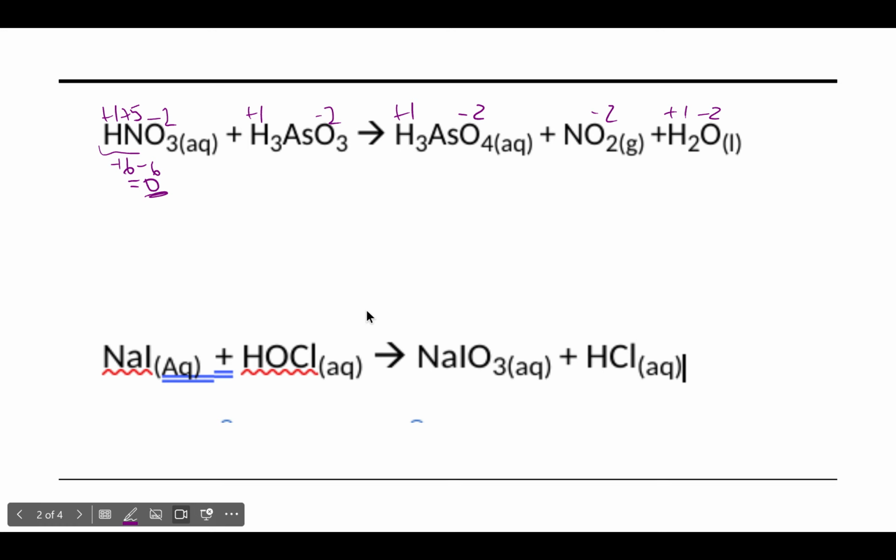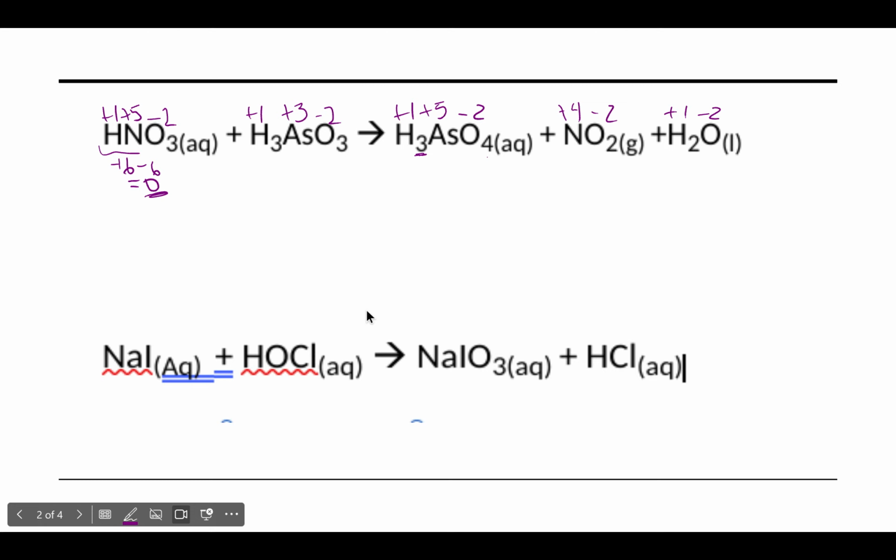Same thing with the next one. We'll have -6 from the oxygen, +3 from the hydrogen. To make that add to 0, As has to be +3. Moving on to the product side, -2 times 4 gives you -8, plus 3 is -5. So to make this 0, As has to be +5. NO2, we have -4 from the oxygen, so +4 for nitrogen. So that's your start. Assign your oxidation numbers, and then you want to take a look at what's changing.